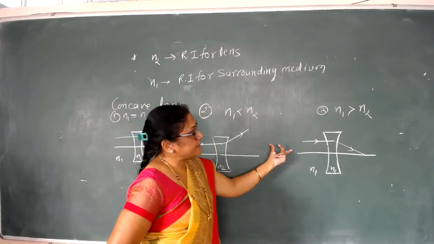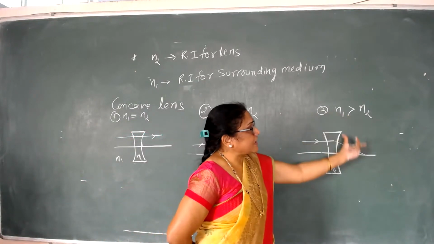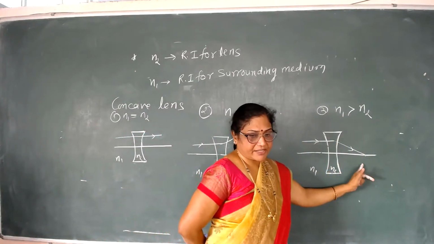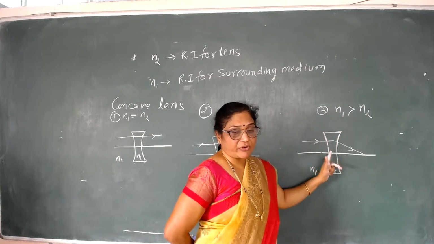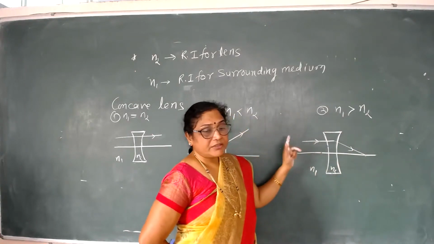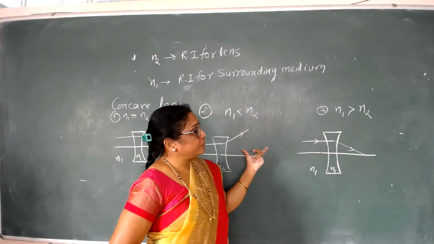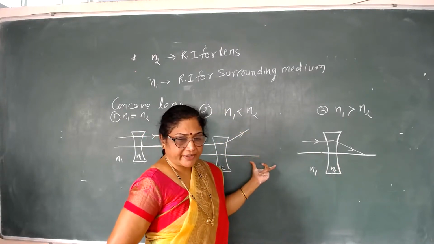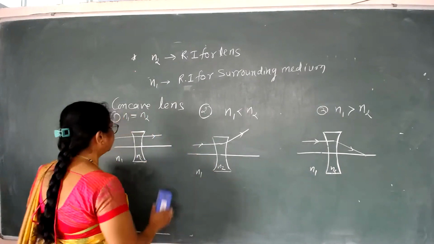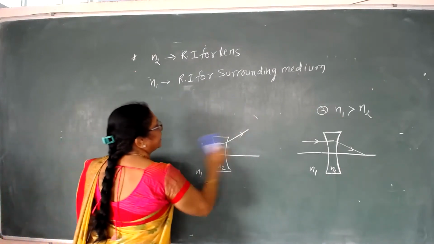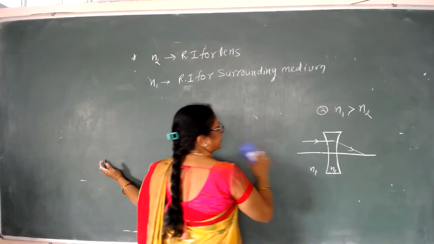Or when the ray of light is incident on it with the surrounding medium being denser, at that time it is directed towards the principal axis, and this works as a convex lens. So these are the main diagrams related to the ray diagram. Then the next part of the lens is magnification.